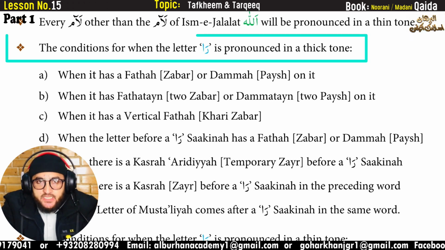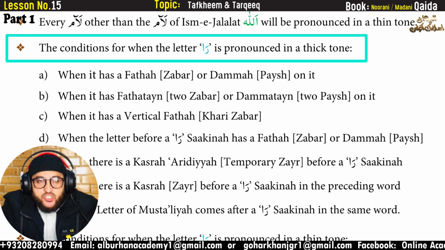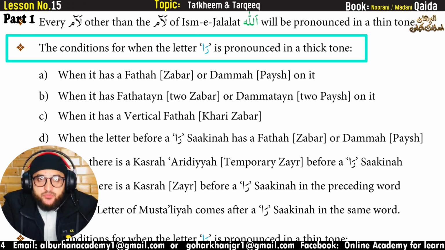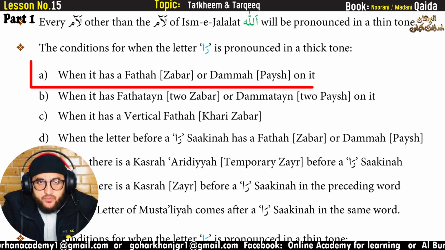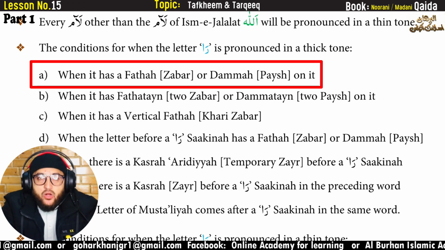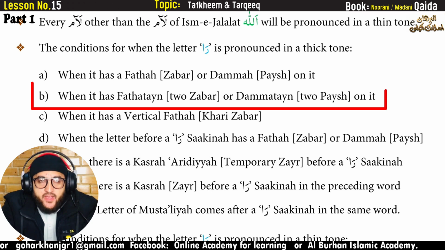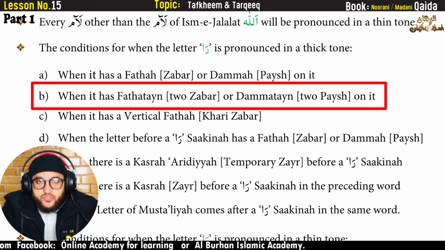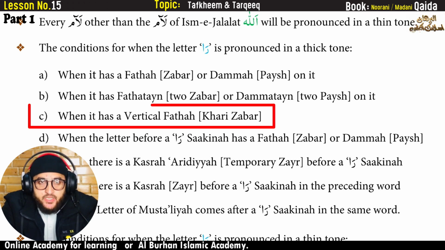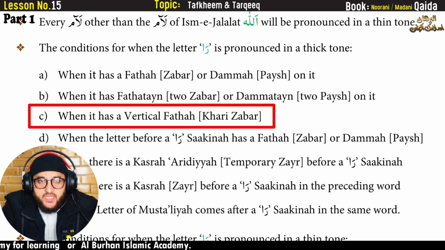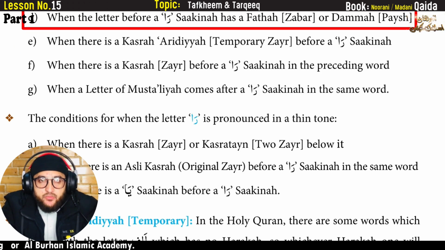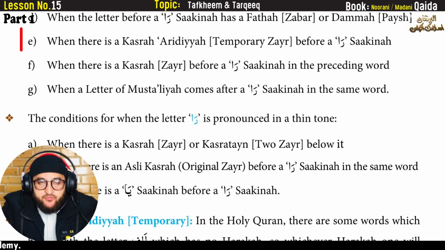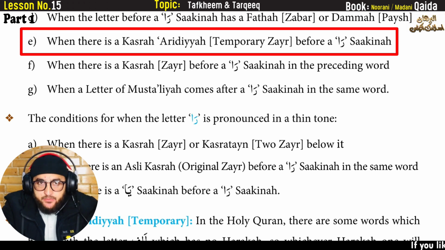Alright, now let's explain the Ra letter. The conditions for when the Ra letter is pronounced in a thick tone. Number 1, when it has a fatha or dhamma on it. Number 2, when it has fathatain or dhammatain, double fatha or double dhamma on it. Number 3, when it has a vertical fatha. Number 4, when the letter before a Ra sakina has a fatha or dhamma. Number 5, when there is a temporary kasra before Ra sakina.